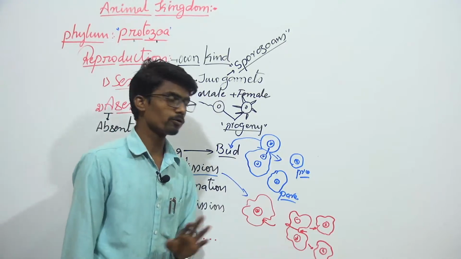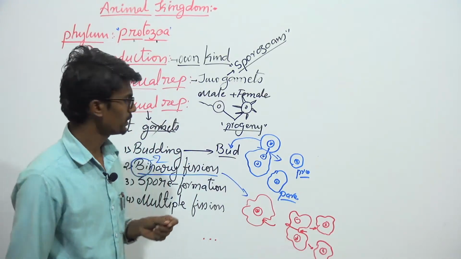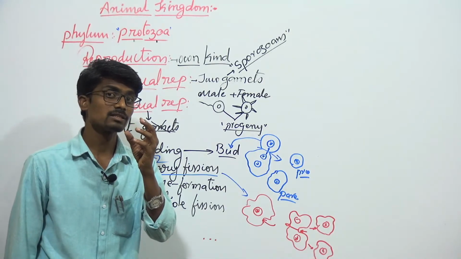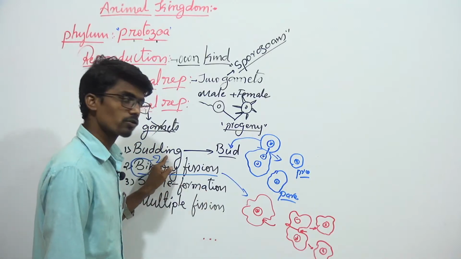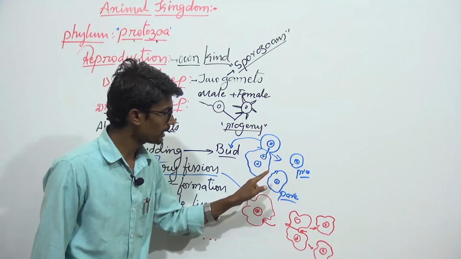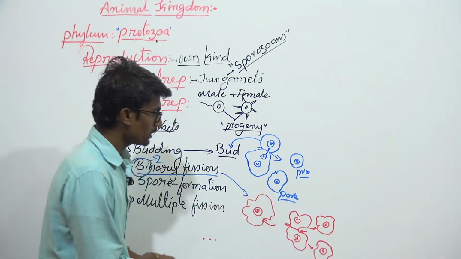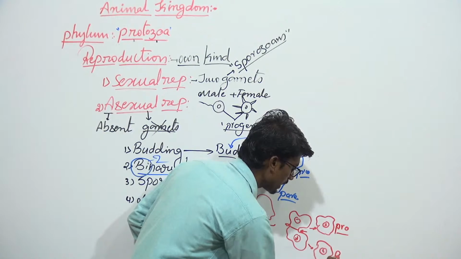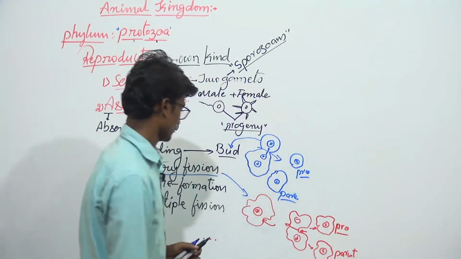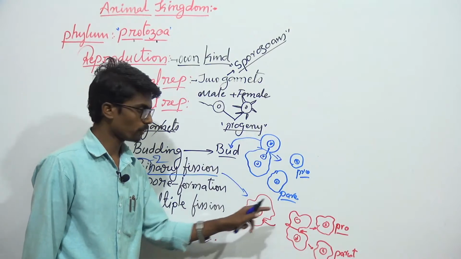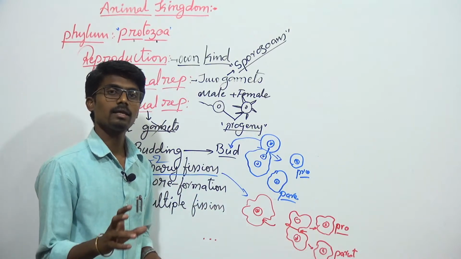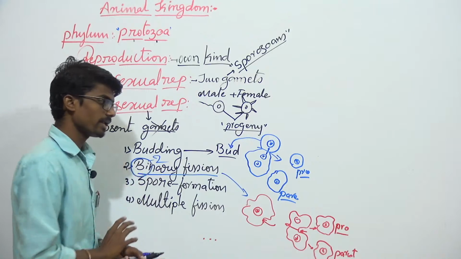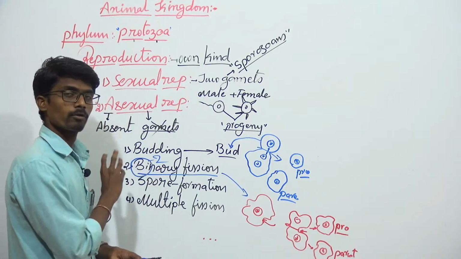In binary fission also we got two organisms. The difference between budding and binary fission is that we can differentiate based on the size of the progeny. Here, in case of budding, the progeny is smaller than the parent, isn't it? But in case of binary fission, both the progeny as well as the parent have similar size. That is the one difference between budding as well as binary fission in case of protozoans.